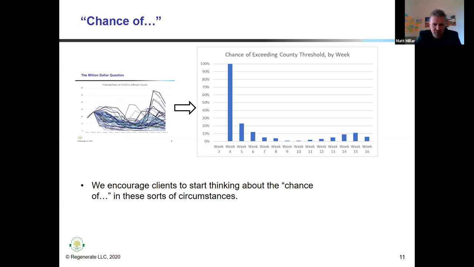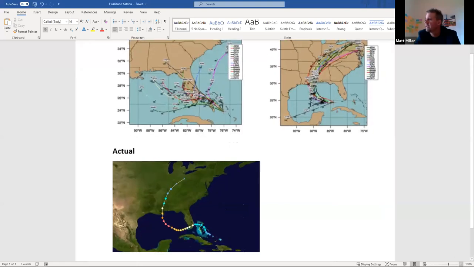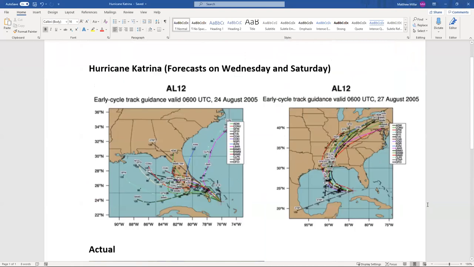Actually, Matt, can I share my screen here for a sec? Great. So this is some screenshots from Hurricane Katrina. Can everyone see my screen? I'm going to zoom in here. Yes, we can see that. You can see that? Okay, great.